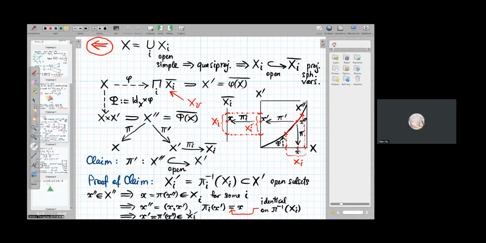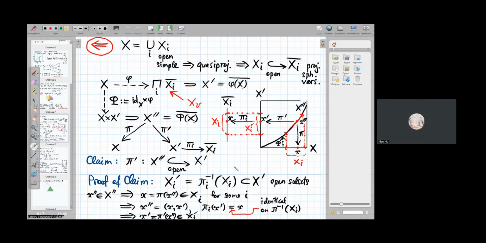And X double prime, we take the closure to gain X double prime. I see. Yes. So come back to the identity.